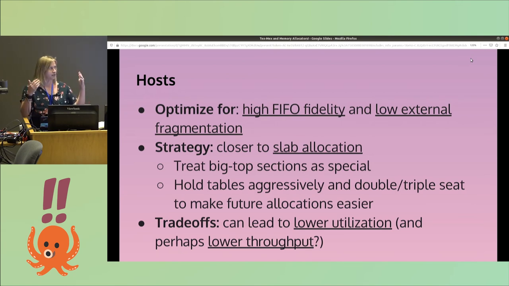So in an hour, all these three tables will get up at the same time and you can use them for a 15 top. And that can lead to lower utilization, maybe lower throughput. It's all really dependent on what the wait looks like.